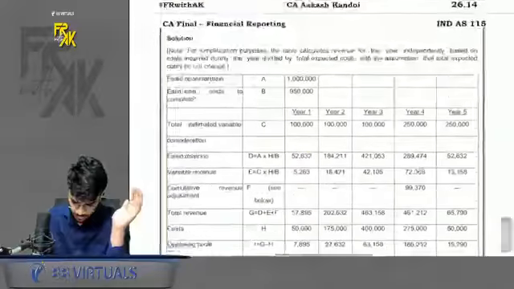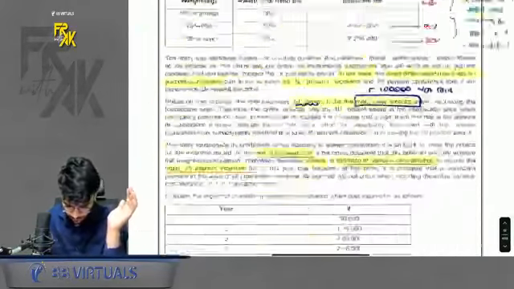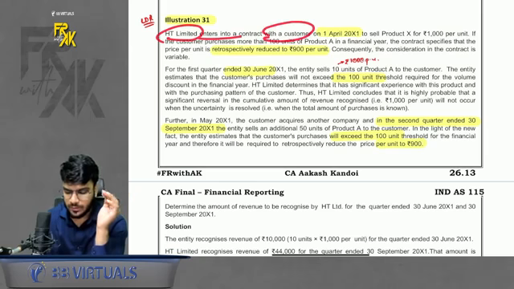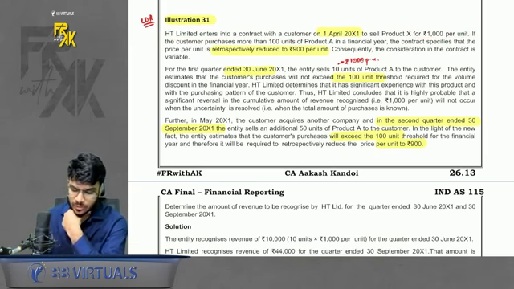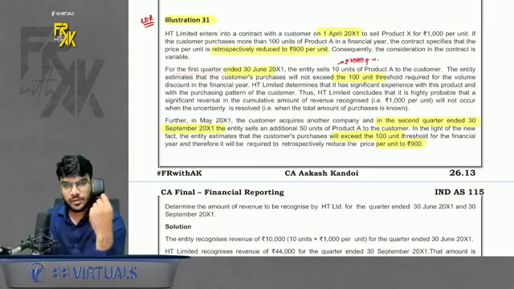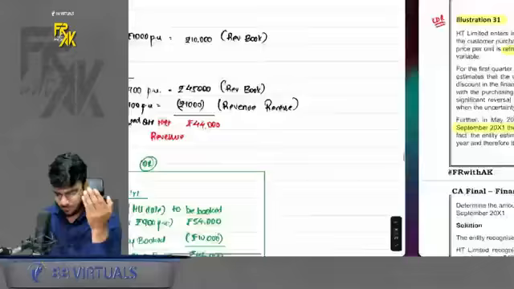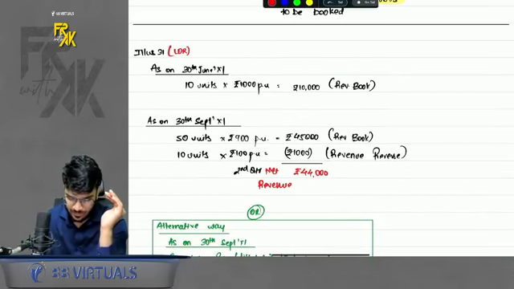Let's proceed further. Now we have illustration number 31, I guess. Let me see. 31 was also a very good question. What does it say? HT enters into a contract with a customer on 1st April 11 for selling at rupees 1,000. It also says that if you produce more than 100 units, the price will retrospectively be reduced to 900 rupees per unit. Very good. Now, for the first quarter, the estimate is that the customer purchased 10 units and the purchase will not exceed 100 units. So in that case, book the revenue as per 1,000 rupees. So in the first quarter, we sold 10 units. We book the revenue as per 1,000 rupees. Very good.